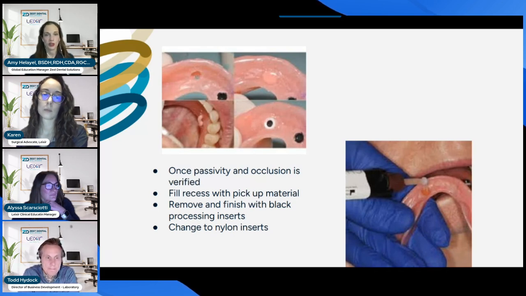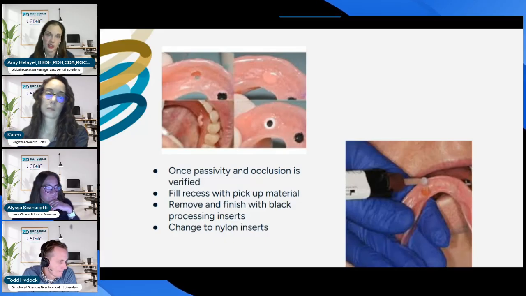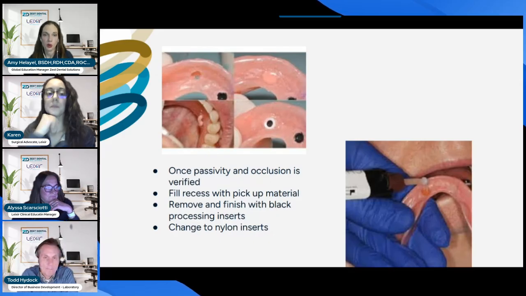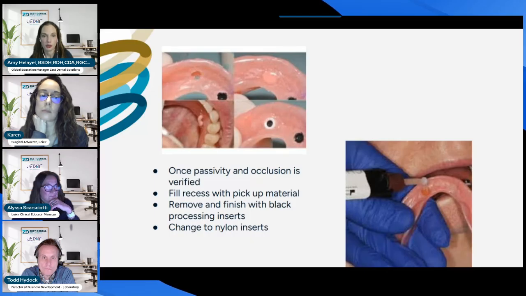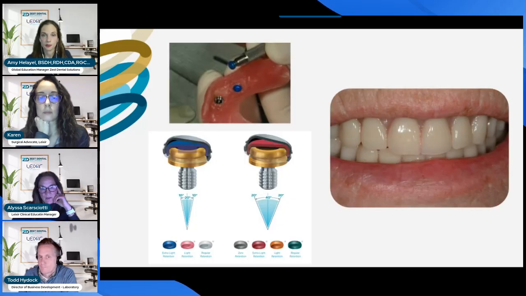Once everything is finished, you remove the blockout spacers, any flash, fill in any voids if necessary, and that's when you go ahead and change out those colored nylon inserts. That's what that black is for. It's for laboratory processing or processing chairside after you've done a pickup. That's why it's very imperative to make sure that you remove them and then place the nylon inserts.